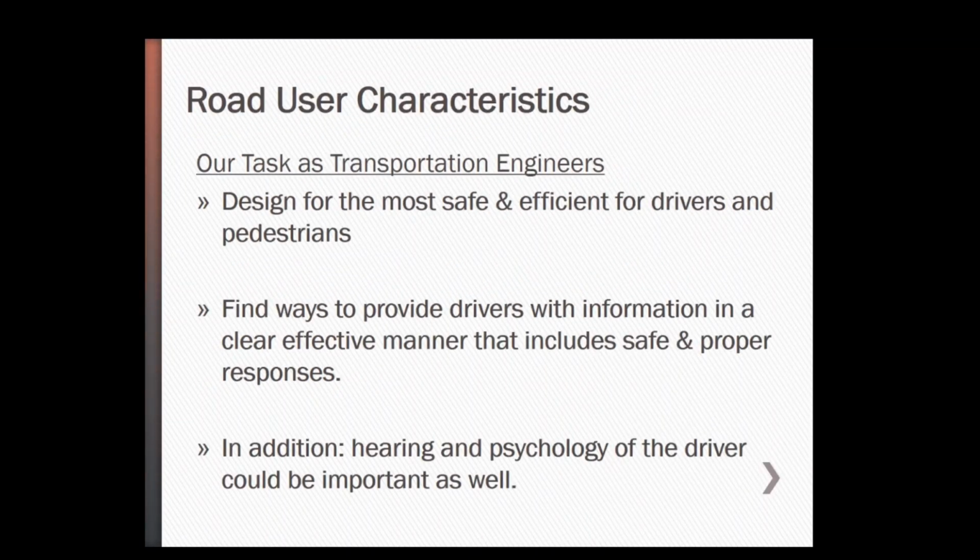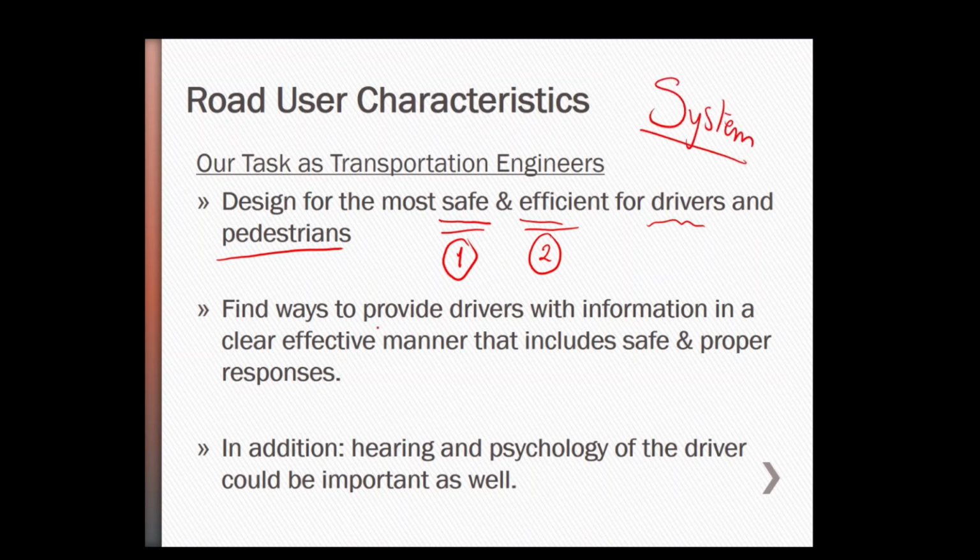So our task as transportation engineers is to design something very safe, and that's number one here. You want safe things. You don't want to design something where people will crash and die or get injured. We also want it to be efficient, meaning people get to their destination fast, easy, and comfortably as much as we can, for the drivers and also for people crossing the road. So we're not only talking about drivers. When we have a transportation system, we talk about the drivers and we also talk about pedestrians.